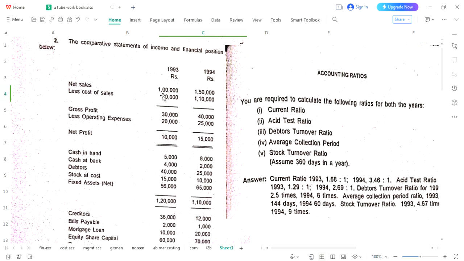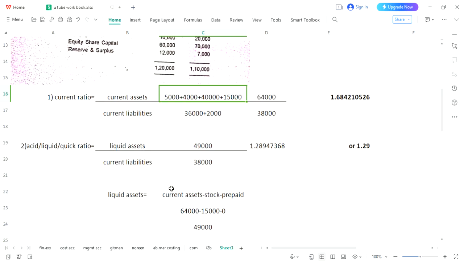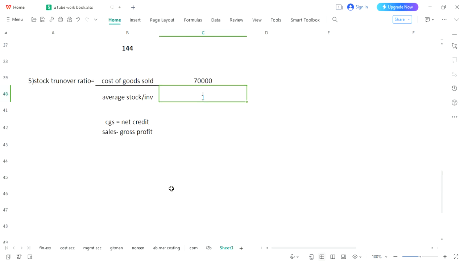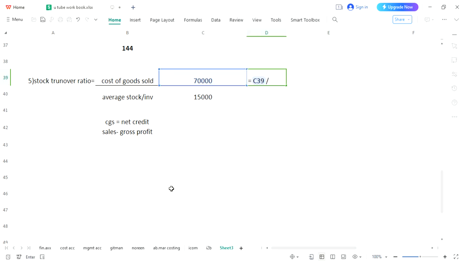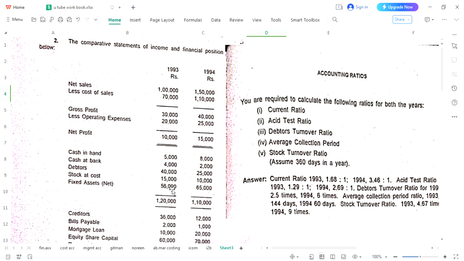And next, to calculate average stock. Since it is the first year, we are in no need to calculate average. Stock is directly provided, and that is 15,000. So just put 15,000 over here. So now finally we will put it on the calculator. 70,000 divided by 15,000, it is 4.67. Let's see. This is the stock turnover ratio, and we have 4.67.